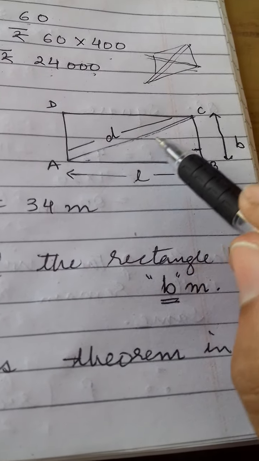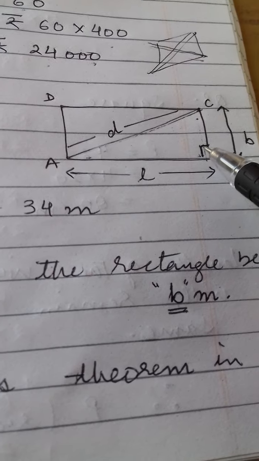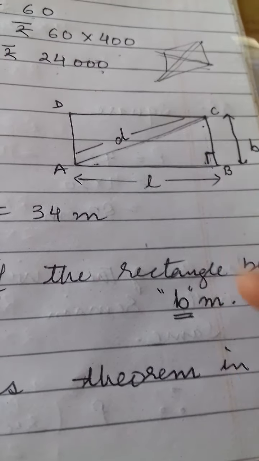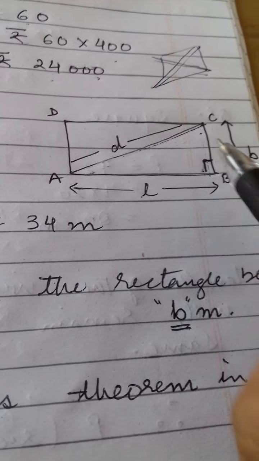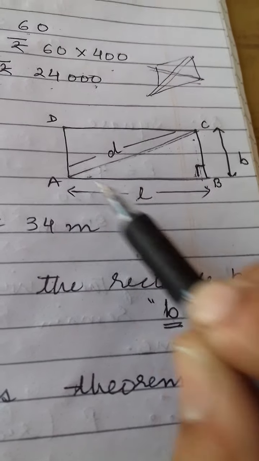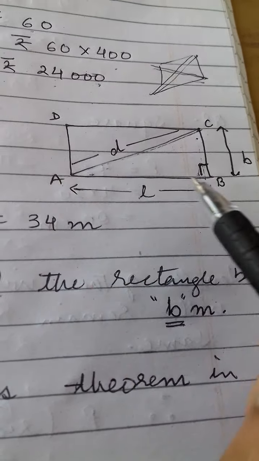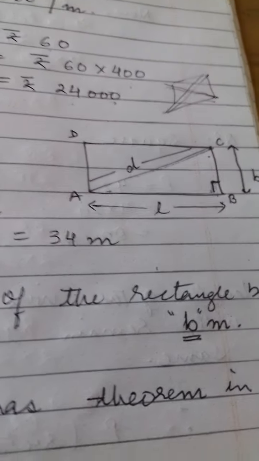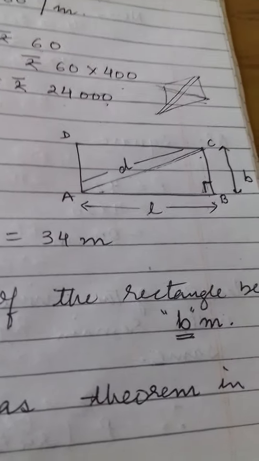So now this is your diagonal, and we also know that this angle is 90 degrees. This angle is also 90 in case of a rectangle. This is our length and this is our breadth. I have named this rectangle A, B, C, D just for the sake of convenience, so that I can make you understand this question.